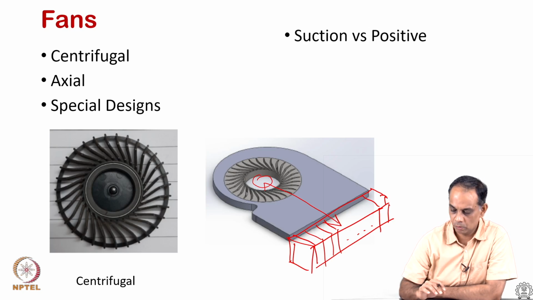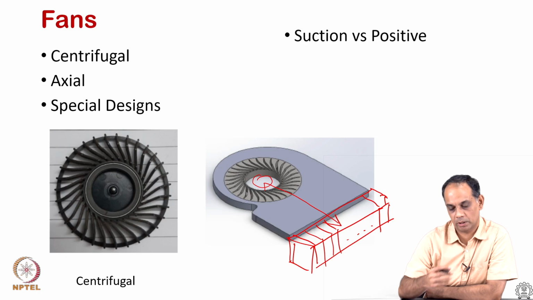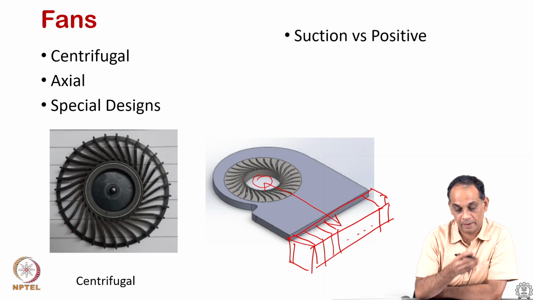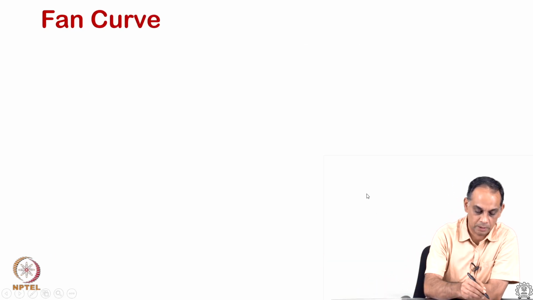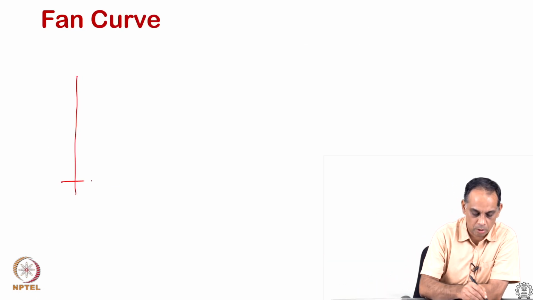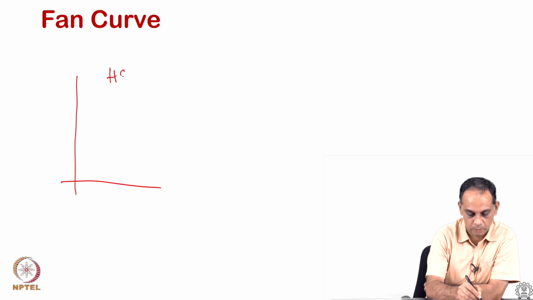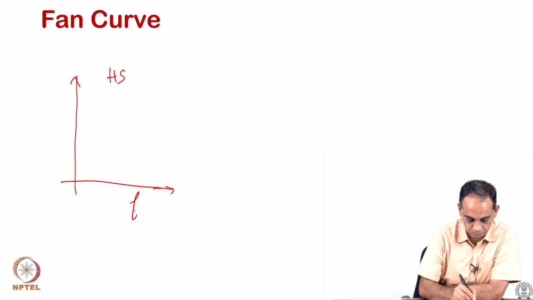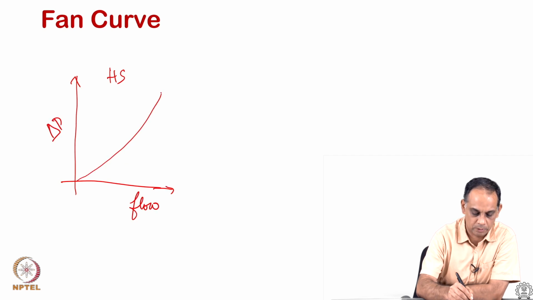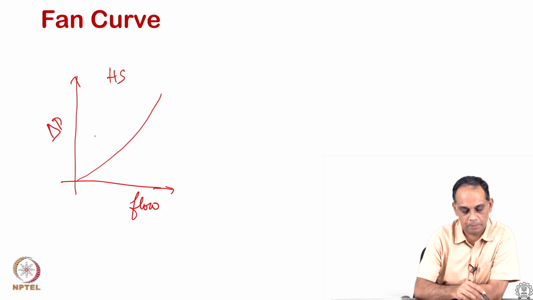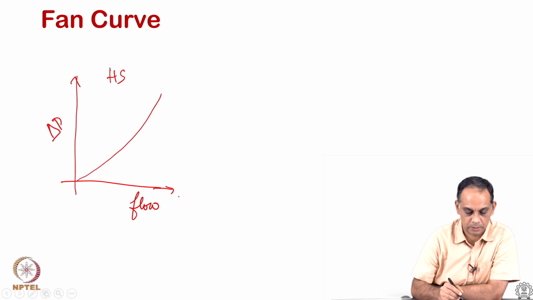heat sink. So fan laws are important because when we are designing heat sinks, we need to know what the fan behavior, the fan system, is. So typically, if I draw for a heat sink pressure drop versus flow rate, the pressure drop versus flow rate will look like this. The pressure drop increases as my flow rate increases.